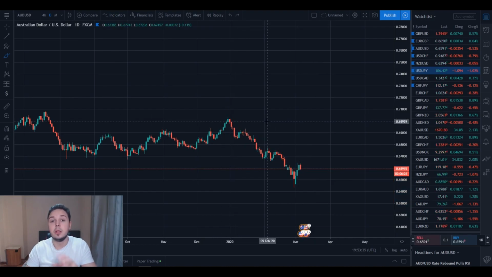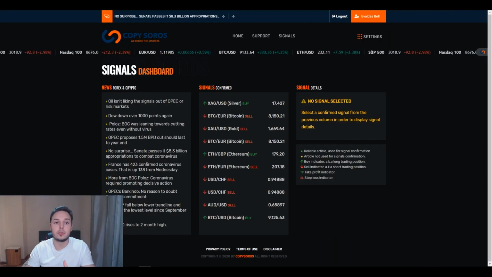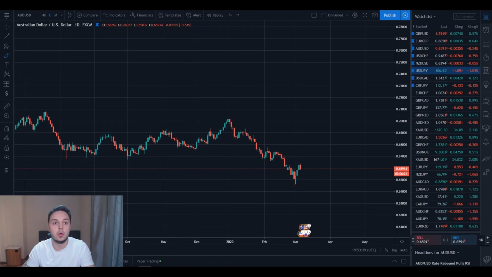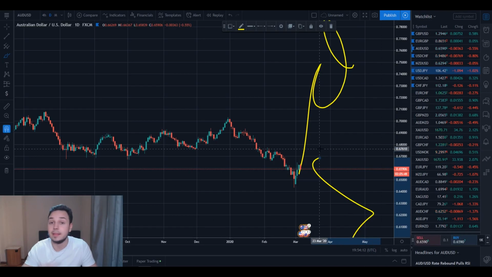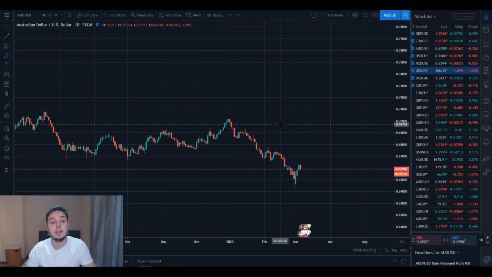Aussie dollar. Just be low risk today, guys, even if you trade in copysoros, because there's going to be non-farm payroll news tomorrow. First Friday of every month there's non-farm payroll, and it goes crazy. It goes towards the upside or the downside. It's mad. It's legit mad. So you need to be careful when trading non-farm payroll.